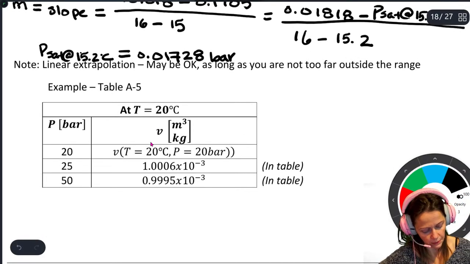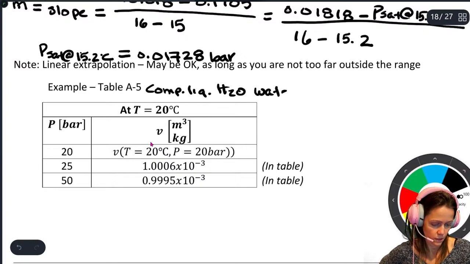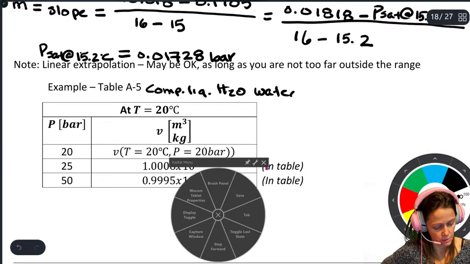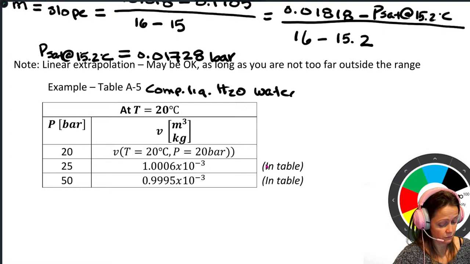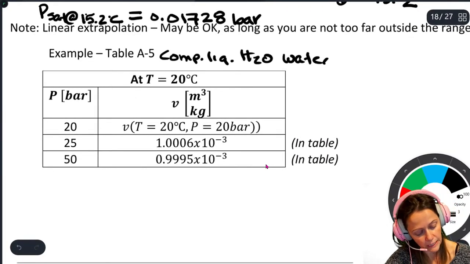So, you know, maybe if I look in table A5, these are compressed liquid water tables. So let's say you're at 20 degrees Celsius and 20 bar, and you need to know what the corresponding specific volume is. So at 20 degrees Celsius and 25 bar, I've got a data point for specific volume. And at 20 degrees Celsius and 50 bar, I've got a data point for specific volume, but I don't have it for 20. So I could extrapolate and that would be fine.